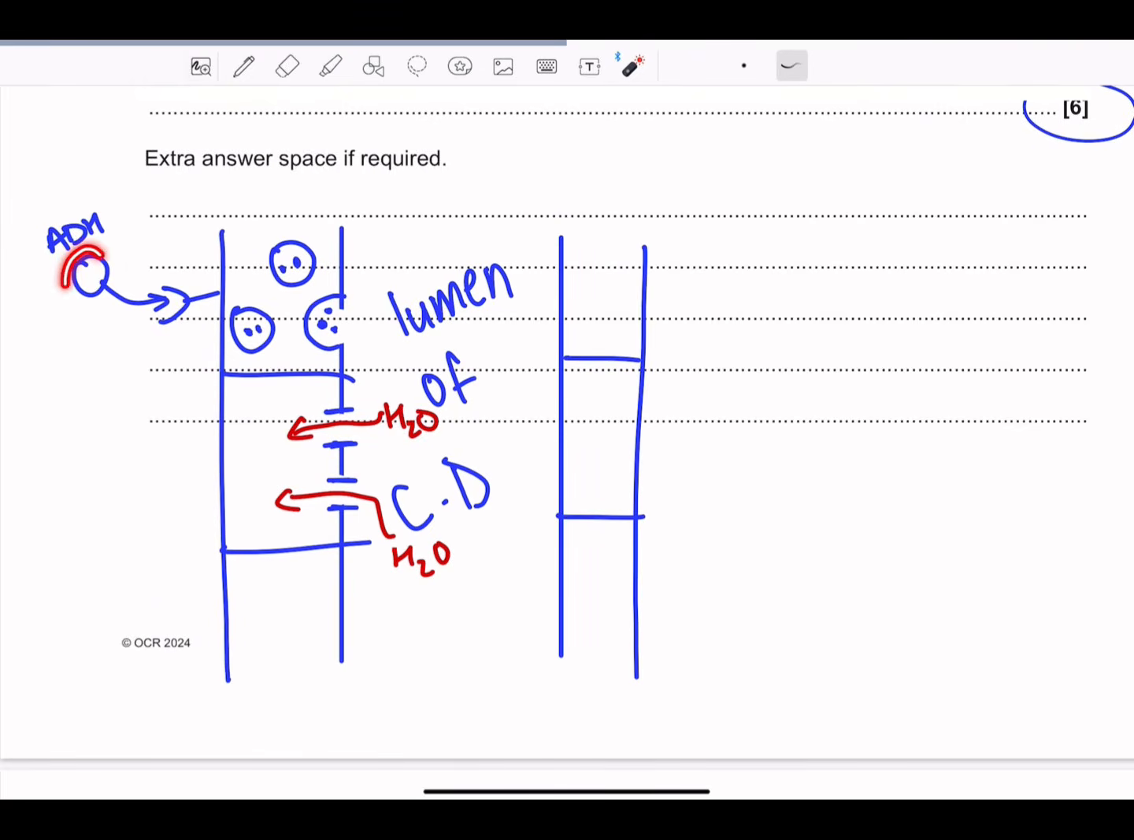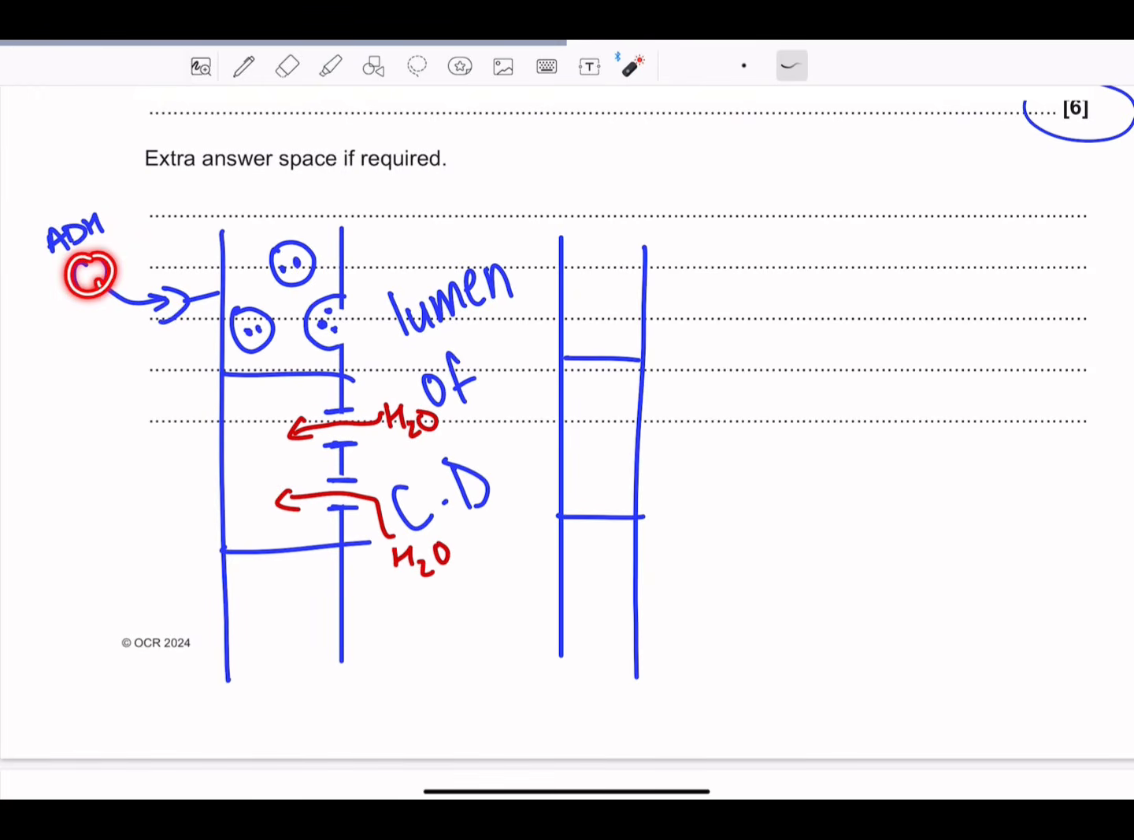So ADH, which is a peptide-based hormone, will bind to its receptor on the surface of the cells that line the collecting duct. And then this will trigger the secondary messenger model cascade of reactions. You don't have to go into the details of the reaction, but it's good to mention considering it's marked with an asterisk, so quality of written communication. Well, that's besides the point.